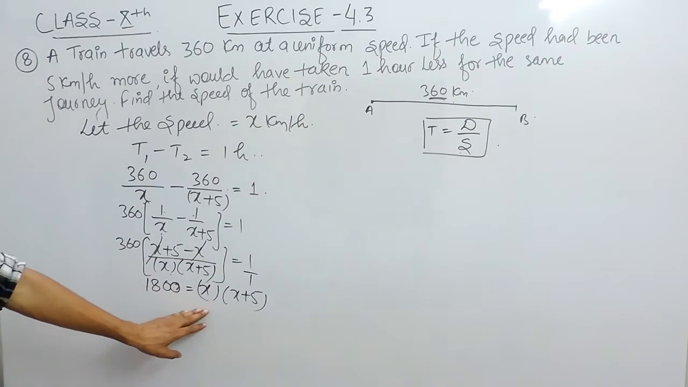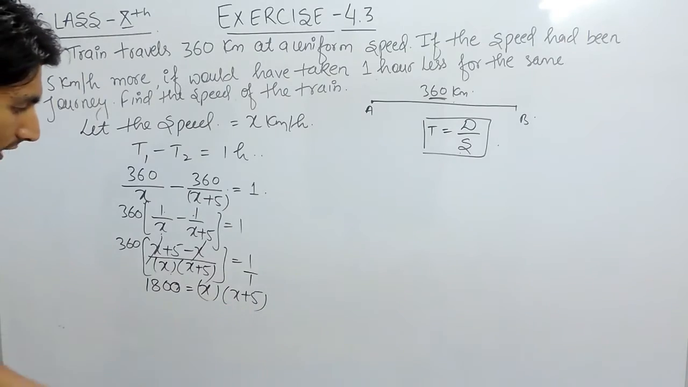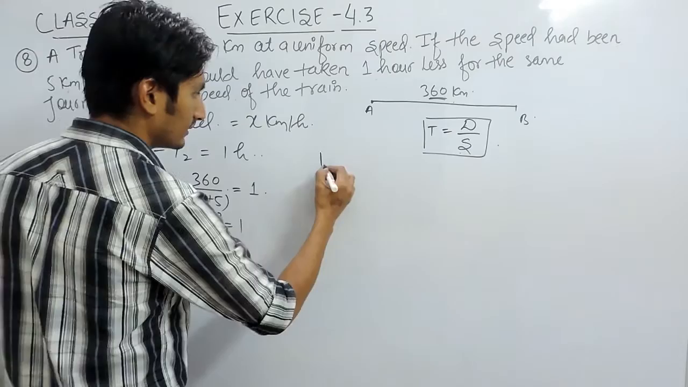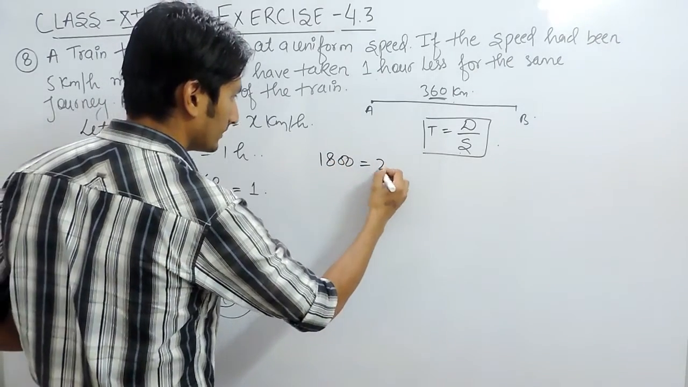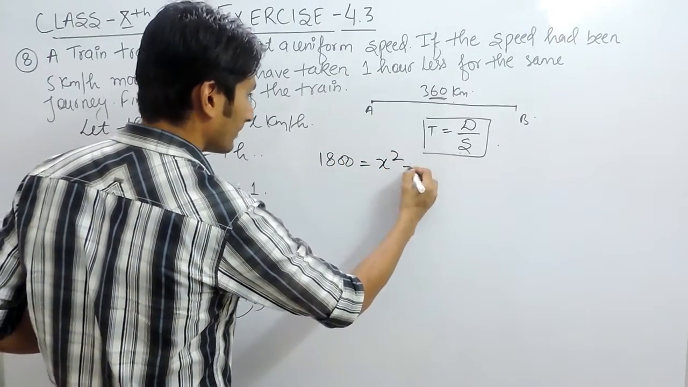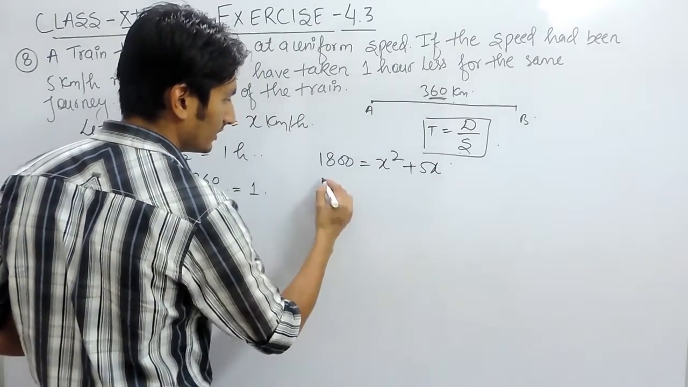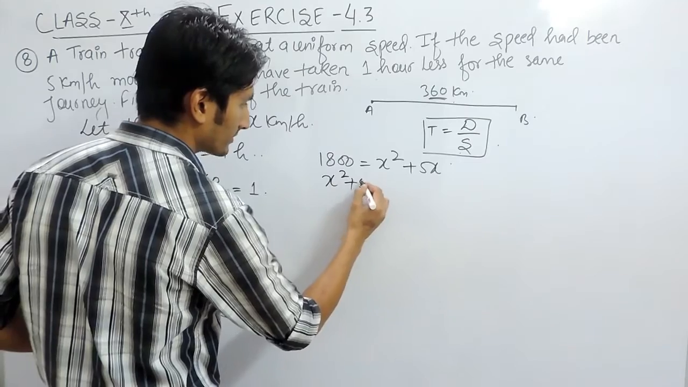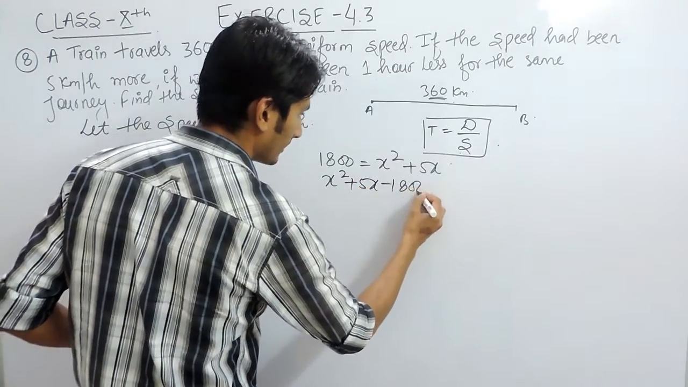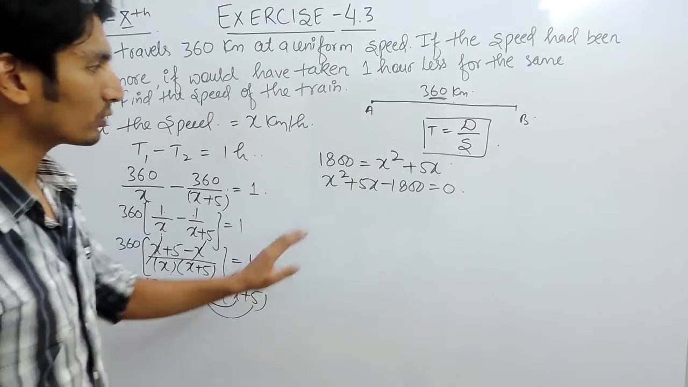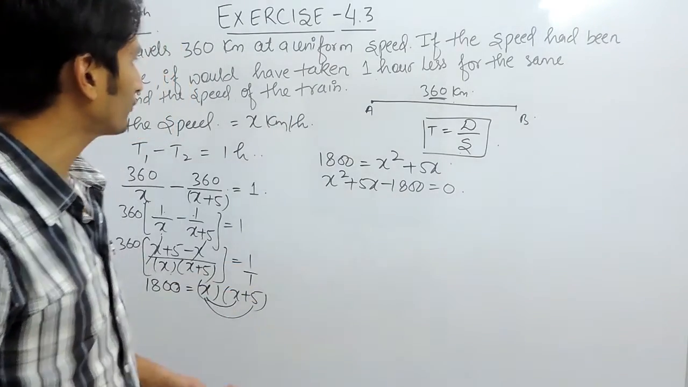Now we can solve this part. We have to multiply x with both the terms. x multiplied by x is x square, and x multiplied by 5 is 5x. Shift this to that side, so the equation will be x square plus 5x minus 1800 equals to 0. So this is our standard quadratic equation, and you have to solve it.